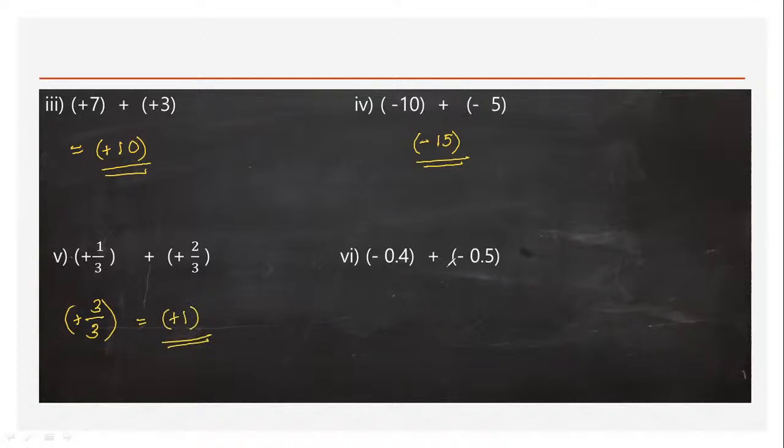Now look at this. Both consist of negative values. So you can add minus 4 and minus 5. That is minus 0.9. Minus 0.4 and minus 0.5. Then when we add, the answer is minus 0.9.